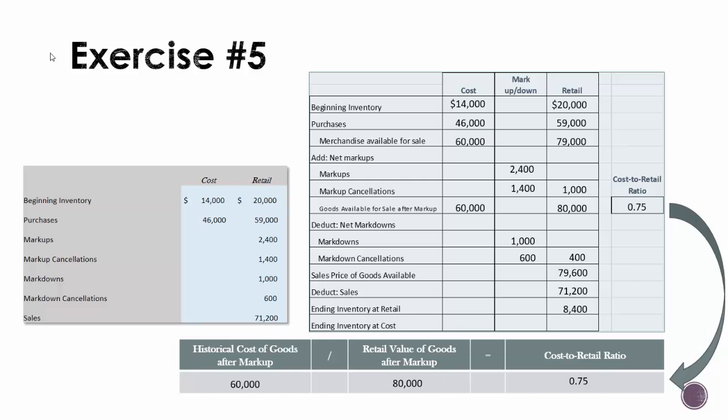And to convert our ending inventory from retail price back down to cost, we take our ending inventory at retail and we multiply it by our cost to retail ratio. 75% of $8,400 is $6,300. That is what ABC Company will report as its ending inventory on its balance sheet because it's reported at cost.